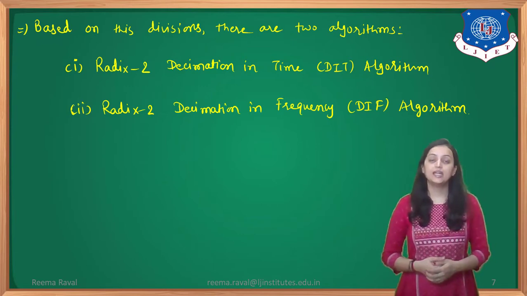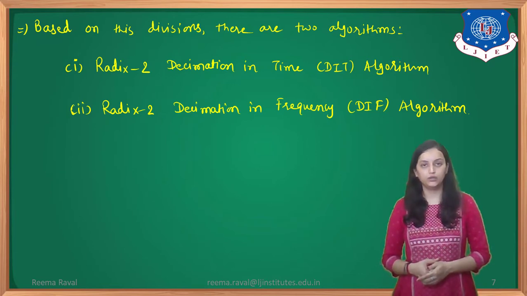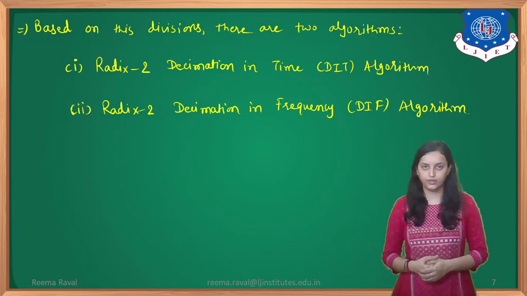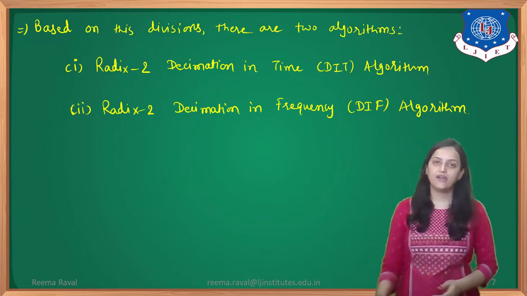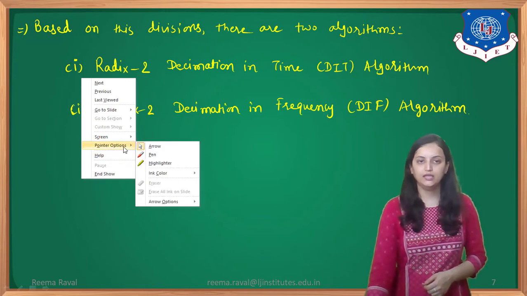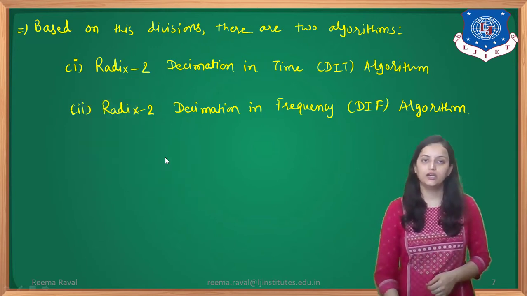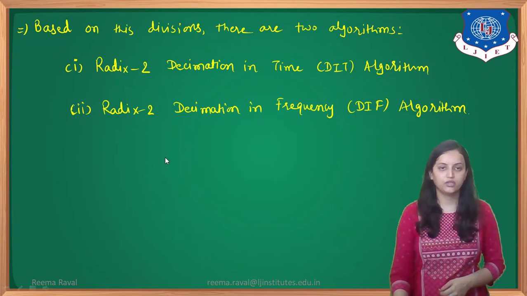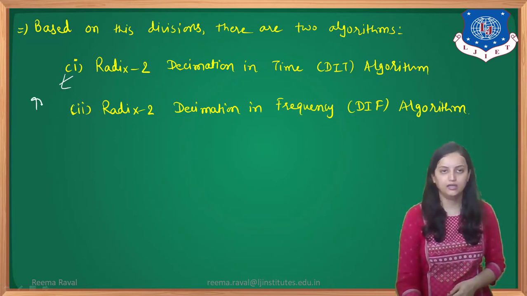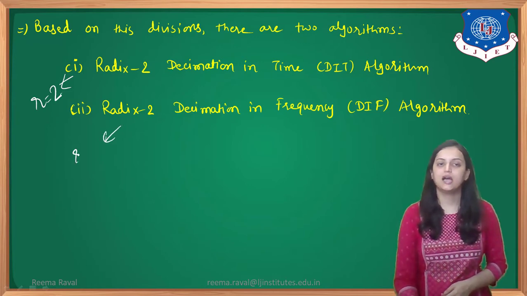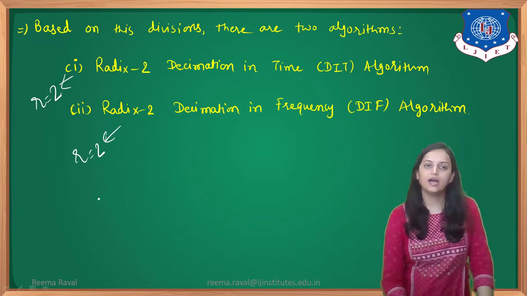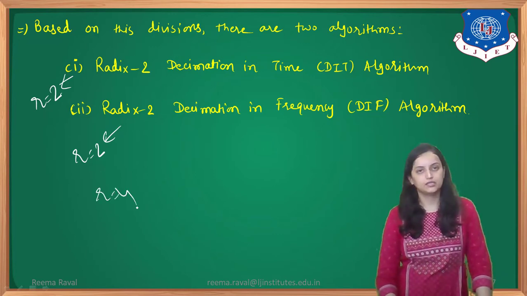The first one is the radix 2 decimation in time algorithm, and the second one is the radix 2 decimation in frequency algorithm. As we have seen, radix 2 indicates the base, that is r equals 2. If radix 4 is there, then r is 4, and likewise.